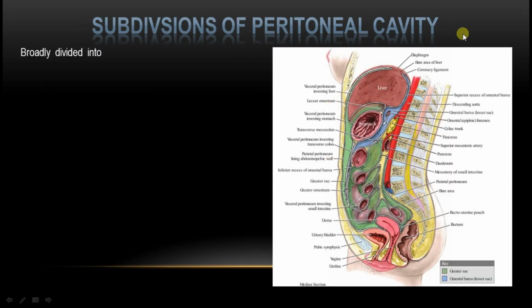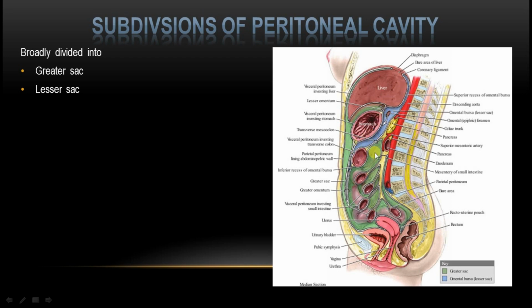Now, if you look at the peritoneal cavity, it is broadly divided into the greater sac and the lesser sac. The whole green colored area that you see is the greater sac, which is present in front of the stomach and below, and definitely it extends far beyond that. But for the sake of understanding, we immediately say that what is present in front of the stomach is the greater sac, because the lesser sac lies behind the stomach, and also the liver and the lesser omentum. That is the lesser sac.